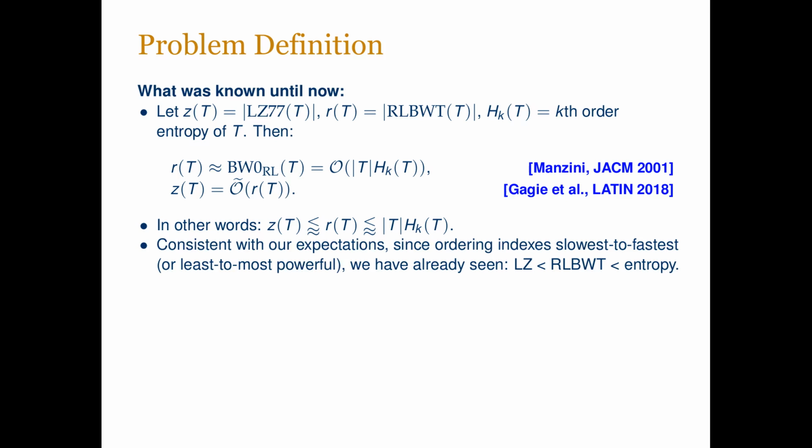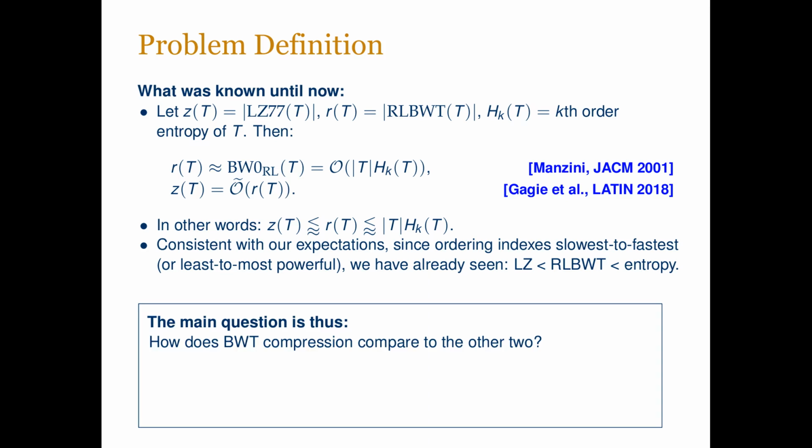This fact is consistent with our expectations, since earlier we have seen that if we order the indexes from slowest to fastest, or from least to most powerful, we end up with the same ordering, namely, the least powerful and slowest are the indexes based on LZ compression, and the most powerful indexes are the ones achieving the entropy bounds.